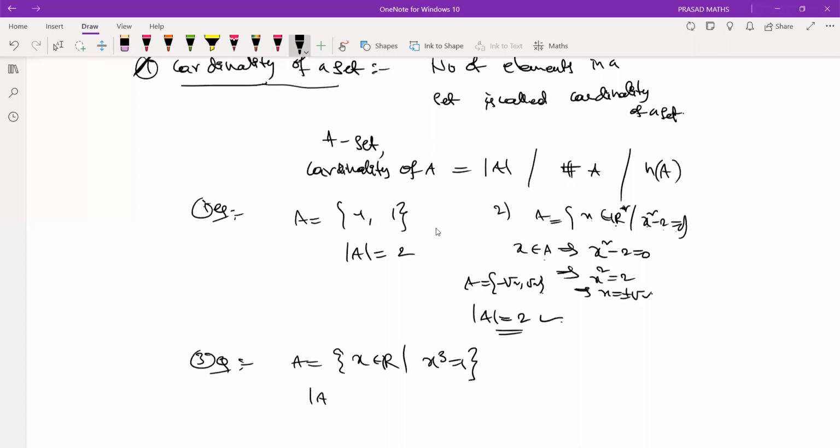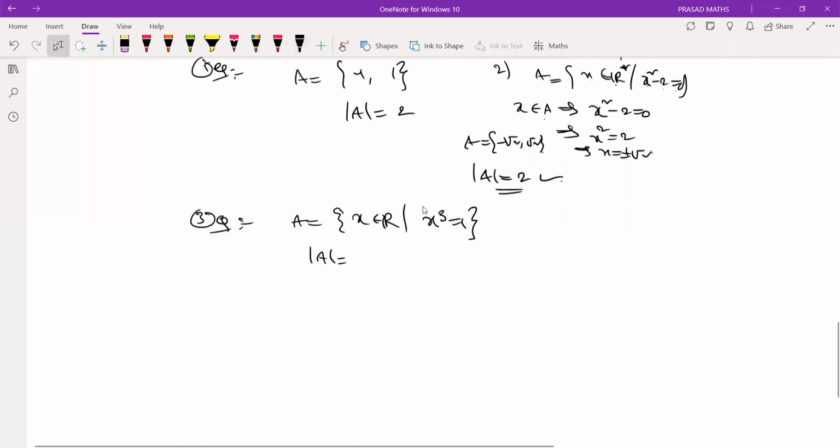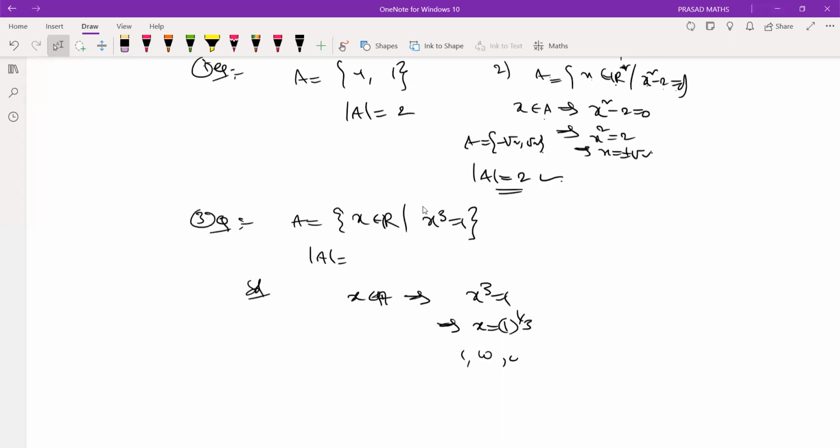What is the cardinality of this? Anybody? 3, sir. 1. Who said 1? The answer is 1, sir. 1 only. Yes, so that means 1, omega, omega square. These are the third roots of unity.